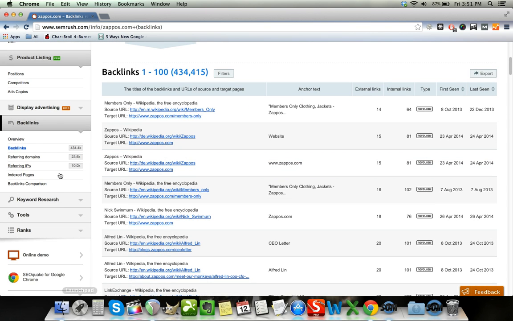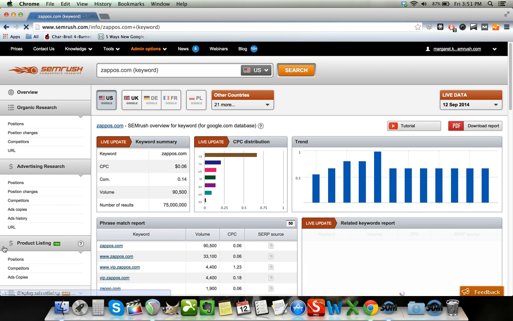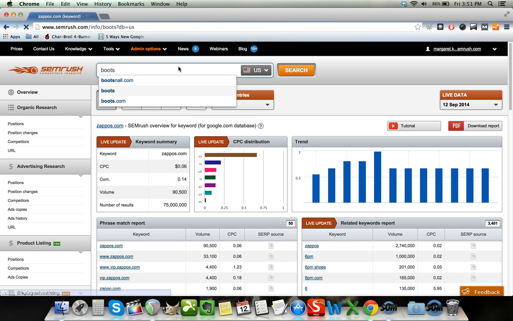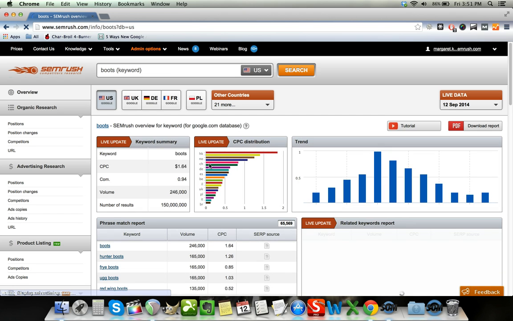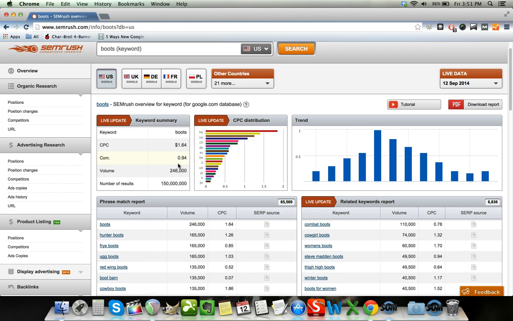Okay, next we're going to go ahead and move into keyword research. Okay, and in keeping with the shoe theme here, we're going to go ahead and type in the keyword boots. Okay, so that's our keyword. The keyword has a cost per click of $1.64, competition level of 0.94, search volume of 246,000 per month in the United States, and Google's indexed 150 million results for that keyword.